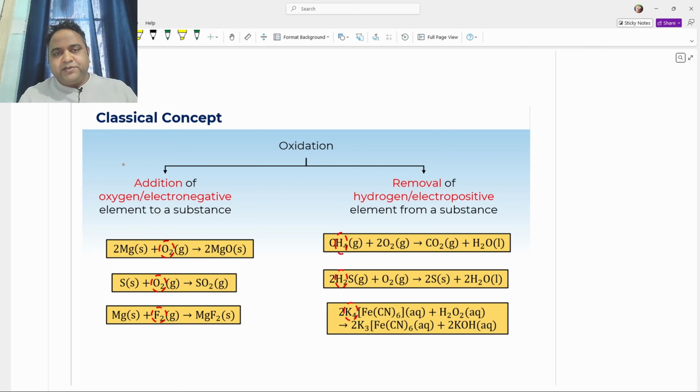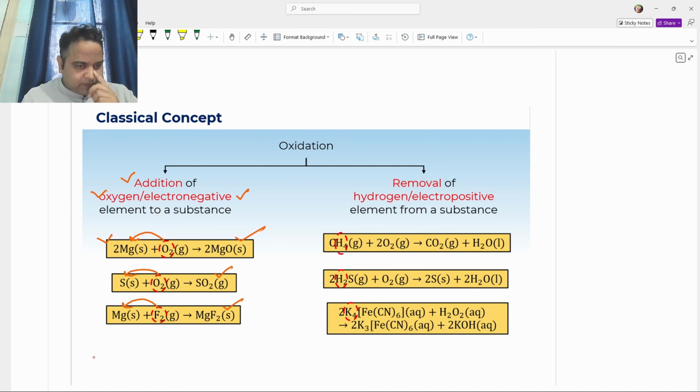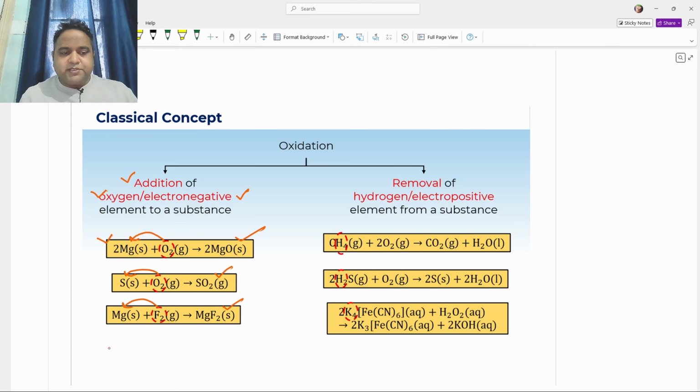This will be our first definition, for oxidation. During oxidation, addition of oxygen or a more electronegative element takes place. For example, magnesium metal chemically combines with oxygen to form magnesium oxide. Sulfur chemically combines with oxygen to form sulfur dioxide. Magnesium chemically combines with fluorine to form magnesium fluoride. These are all examples of oxidation.